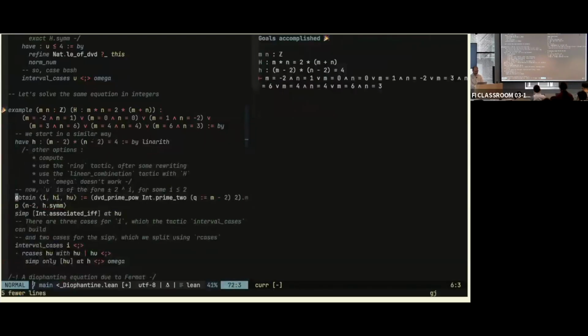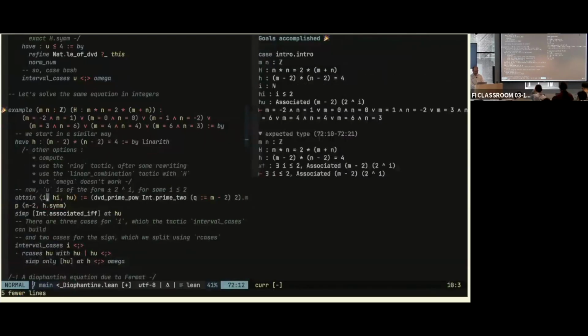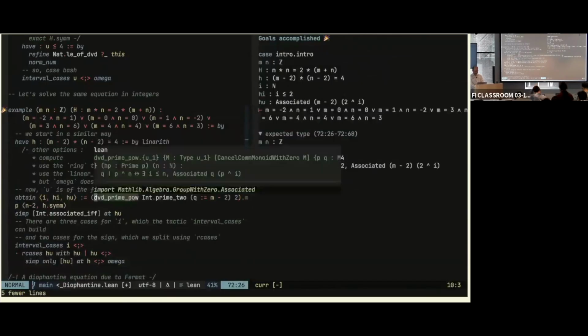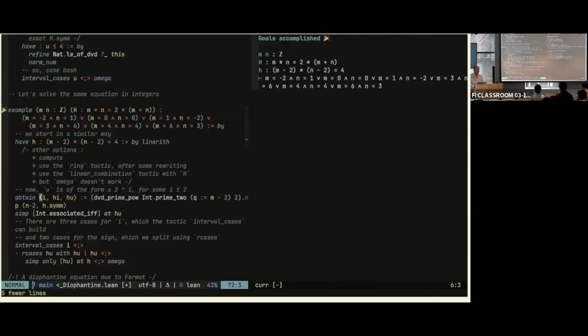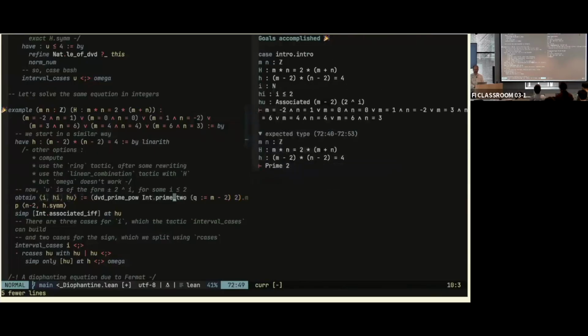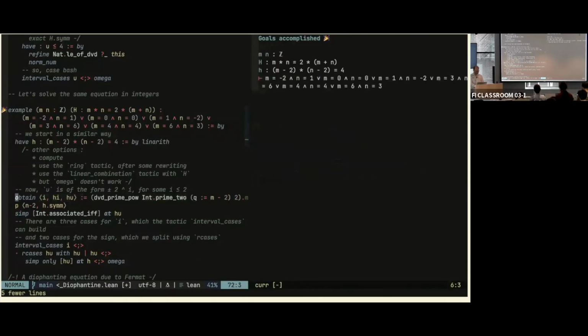Okay, and now we need a bit of work. There is something that says that if you divide a power of a prime, then you're not exactly a power of a prime, but you're a power of a prime up to a unit, which is called being associated. And so I apply this, and I get the stuff. So I said that m minus 2 is associated to some power 2 to the i of 2, because Lean knows that 2 is a prime as an integer, not only as a natural number.